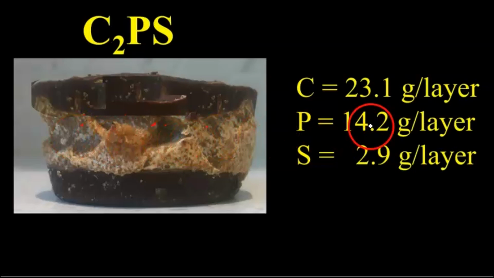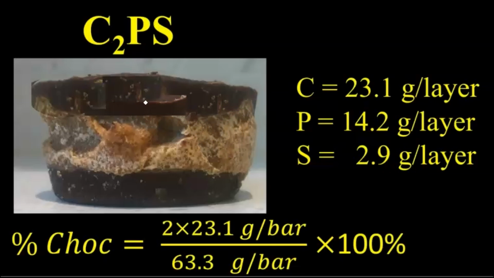The middle layer had 14.2 grams of peanut butter, and it also had 2.9 grams of sugar there. Now we can ask the same question, what's the percent composition of chocolate? Well, we calculate it the same way. We'll find out the mass of the chocolate in the bar.